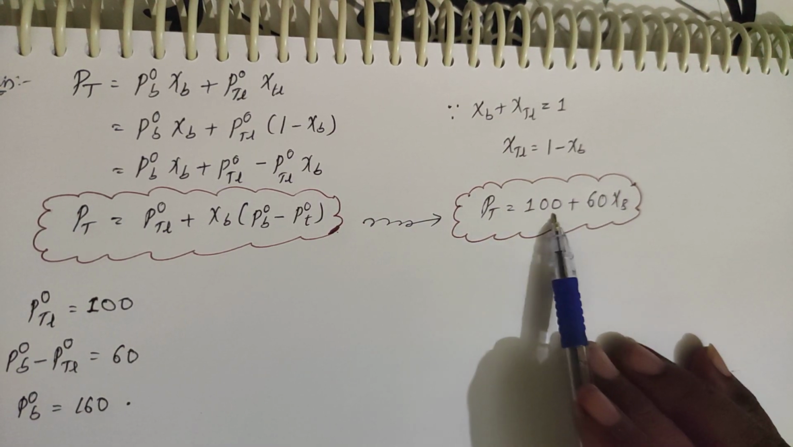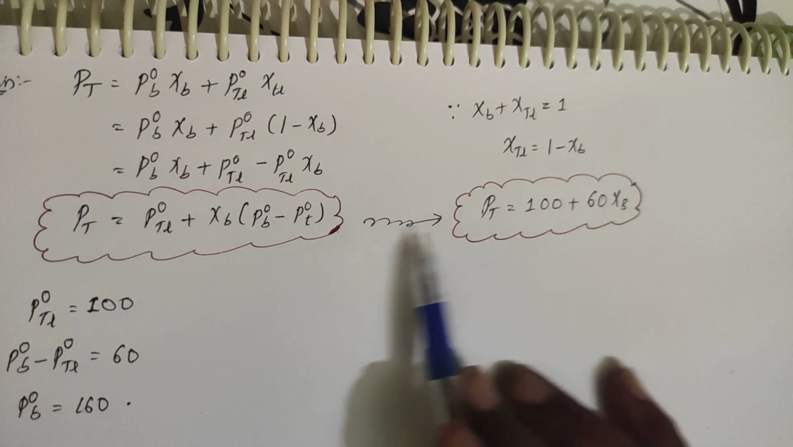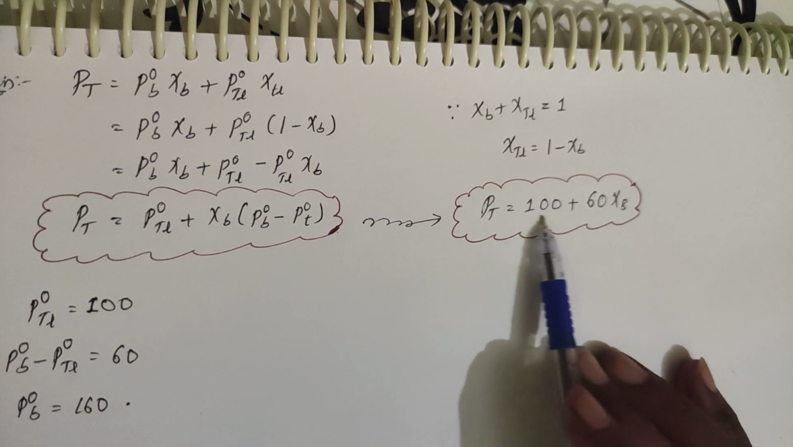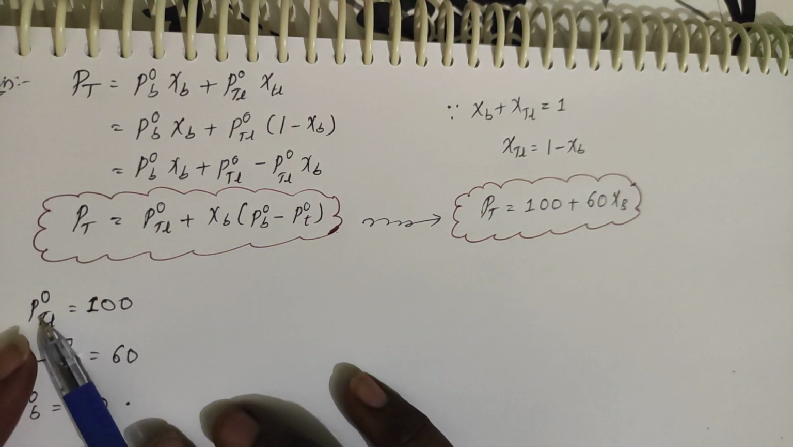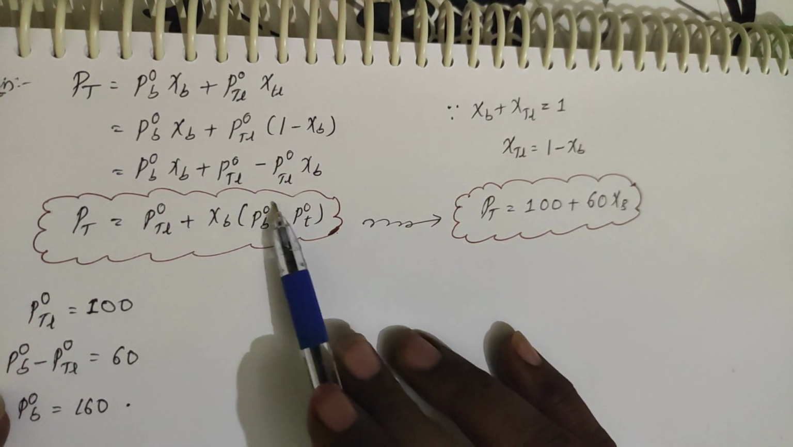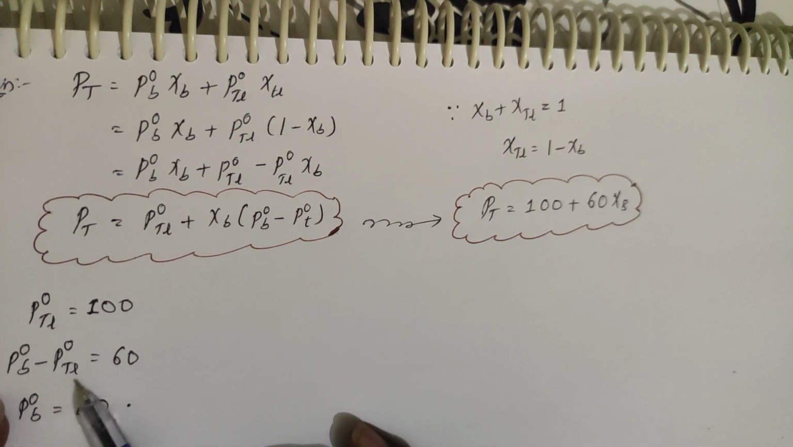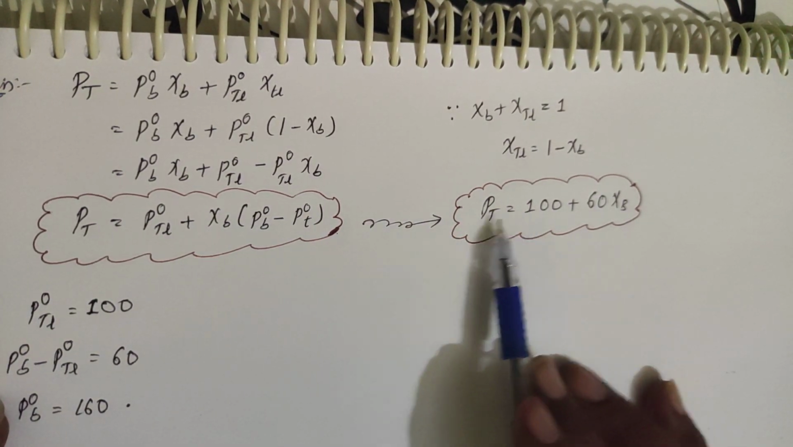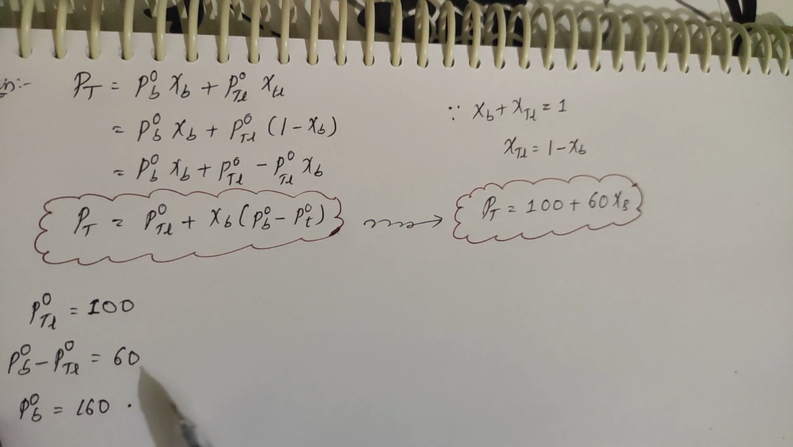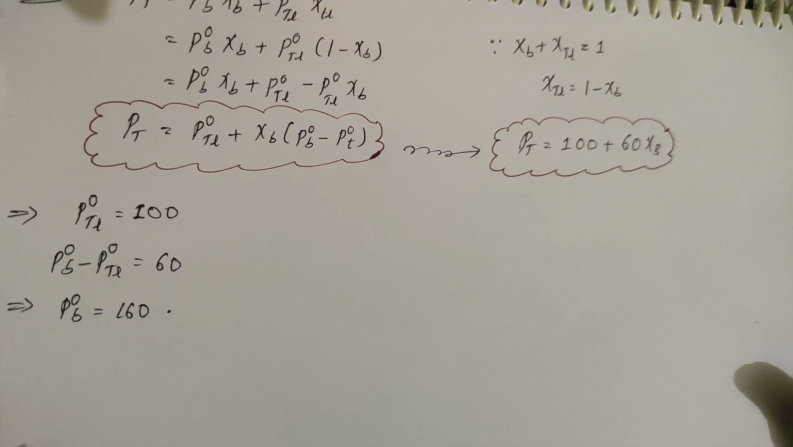In the same way, PT is equal to 100 plus 60 mole fraction of B. See, mole fraction of B is common. So P naught B minus P naught T will be equal to 60. And this 100 will be equal to P naught of toluene. So P naught of toluene is equal to 100. Now, P naught B minus P naught T is equal to 60. Okay. And you know that P naught of toluene is equal to 100, right? You have got it already here. So P naught B minus 100 is equal to 60. If you send 100 that side, it will become plus 100, so P naught of benzene will be equal to 160.